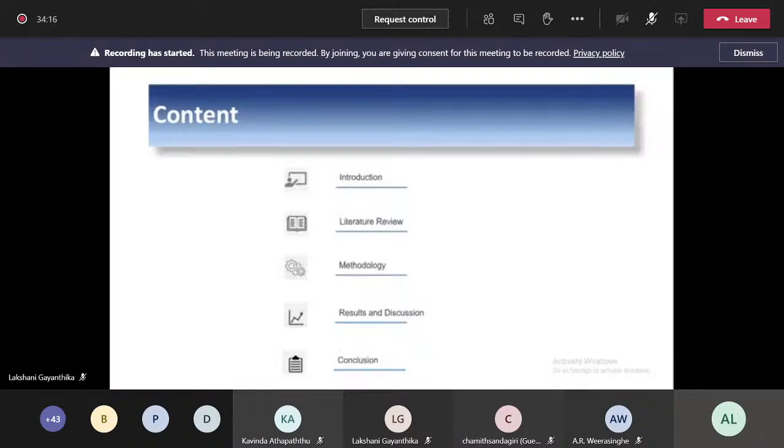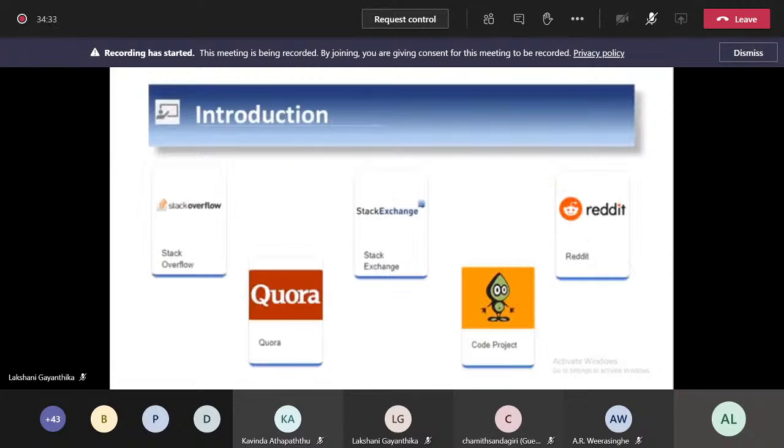Through the introduction, I'm going to introduce what we're going to solve through this research and the previous approaches to solve the same issue. Then the literature review, the steps I have followed through the methodology, then the results and discussion, and finally the conclusion.